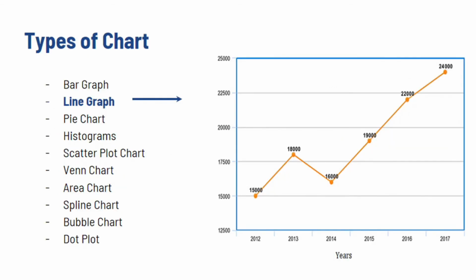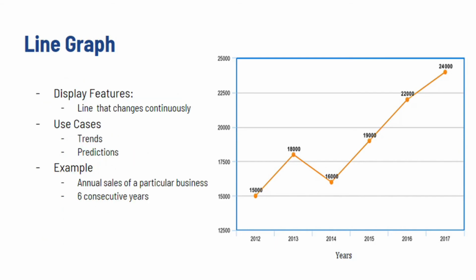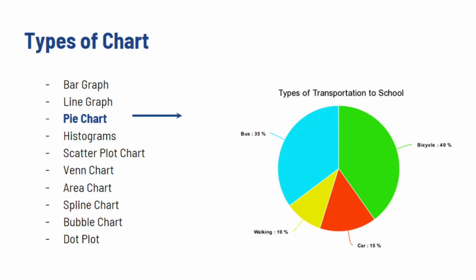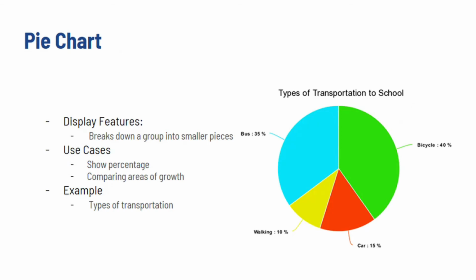A line chart graphically displays data that changes continuously over time. So when you want to show trends, for example, how house prices have increased over time, and when you want to make predictions based on a data history over time. For example, the following line graph shows annual sales of a particular business company for a period of 6 consecutive years. The pie chart breaks down a group into smaller pieces. It shows part-whole relationships to illustrate numerical proportion. To make a pie chart, you need a list of categorical variables and numerical variables. It is very useful for displaying nominal or ordinal categories of data, and to show percentage or proportional data, or when comparing areas of growth within a business such as profit. For example, the pie chart here represents the proportion of types of transportation used by 1,000 students to go to their schools.